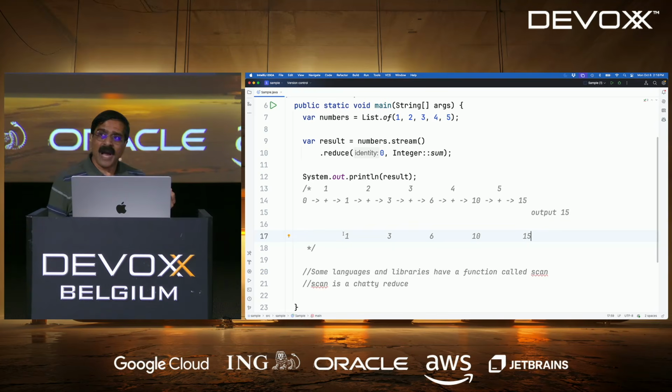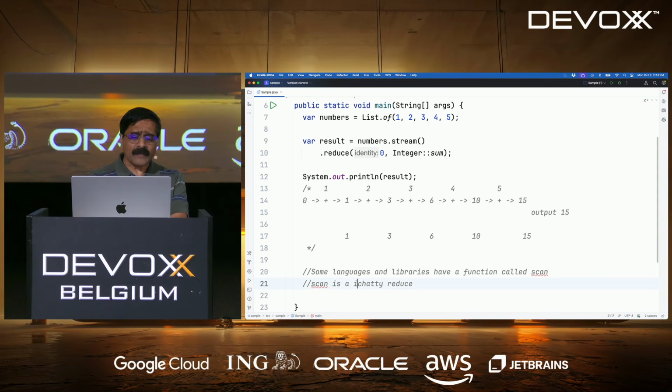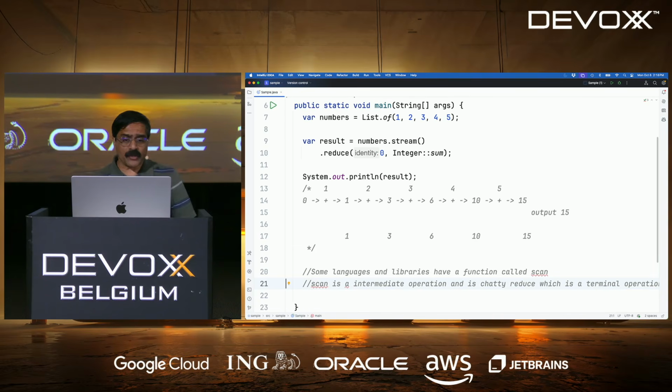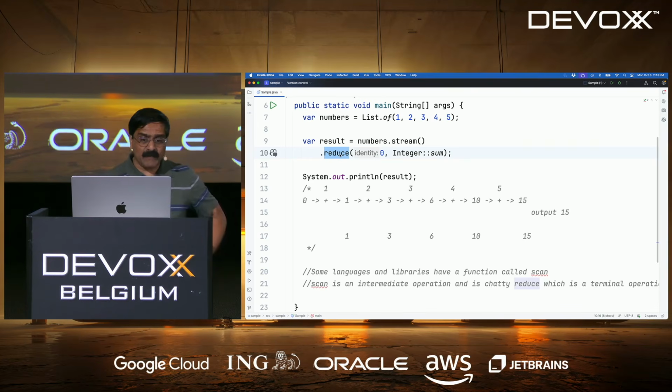So the question is, how do I do scan? Keep in mind that scan is a chatty reduce, but scan is an intermediate operation, and reduce is a terminal operation. This is another big difference between the two. While reduce is terminal, scan is intermediate. Notice the reduce here is the end of the computation, whereas scan is going to sit right in the middle. So how do I use the scan after all?